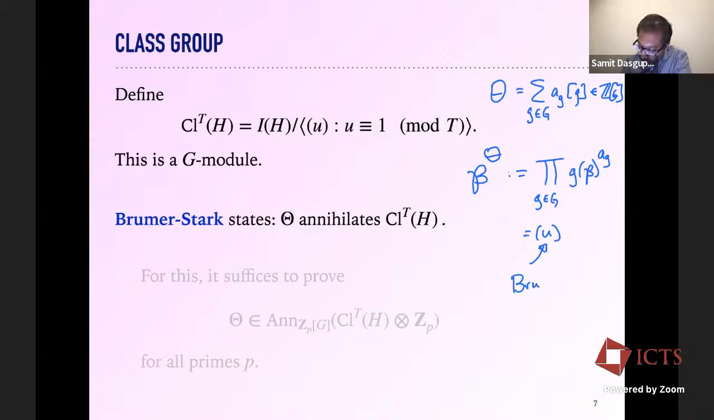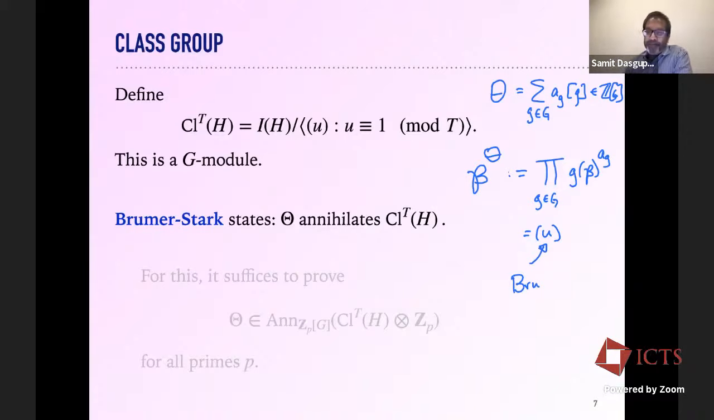Okay. Now, the only subtlety here is the issue that your U should have complex absolute value 1 at every place, and this is almost guaranteed to be true, but not quite. So the Brumer-Stark conjecture, as I stated before, is slightly stronger at p equals 2, but everything in this work is going to be, 2 is going to be inverted. So for the purposes of this talk, the Brumer-Stark conjecture is really equivalent to the statement that theta annihilates the class group, at least if you look away from 2.